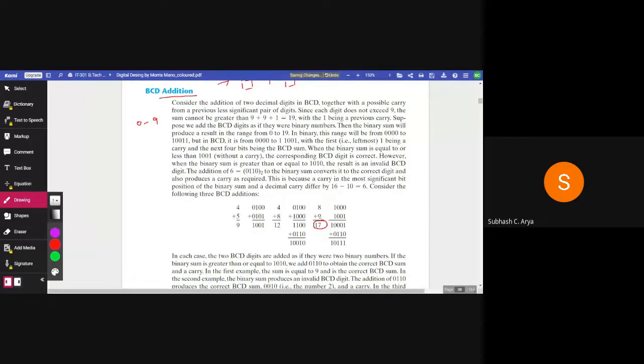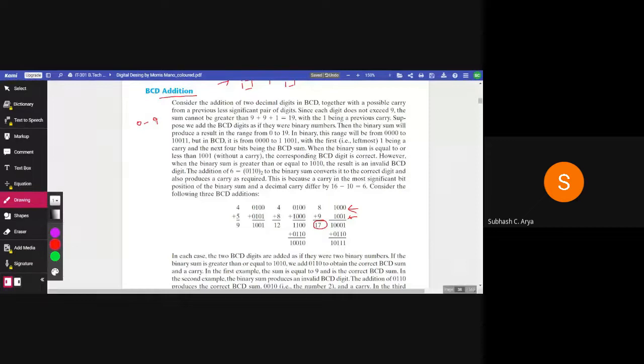Suppose 8 and 9. 8 is straightforward, you can write 9 also, but after addition, this 17 is very difficult. Difficult means we have to take another set of 4 bits to represent this one. So then there is a need of correction. And what is that correction?